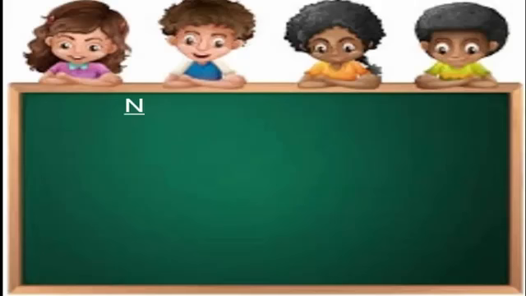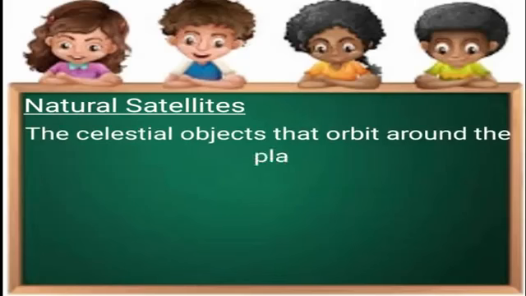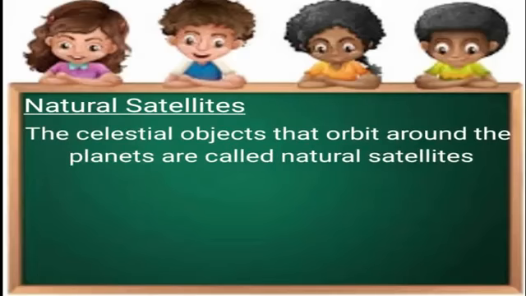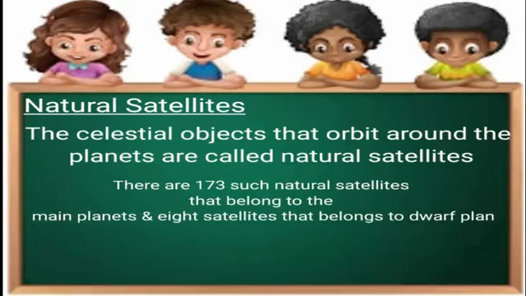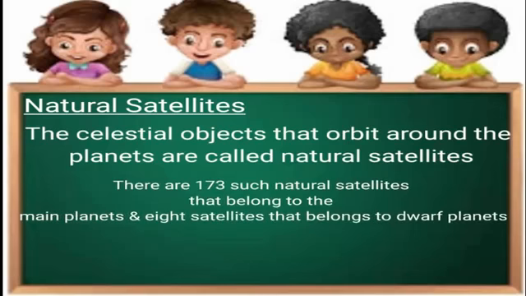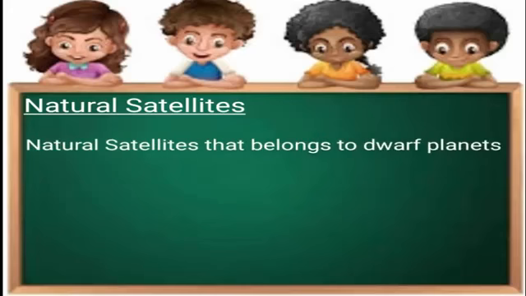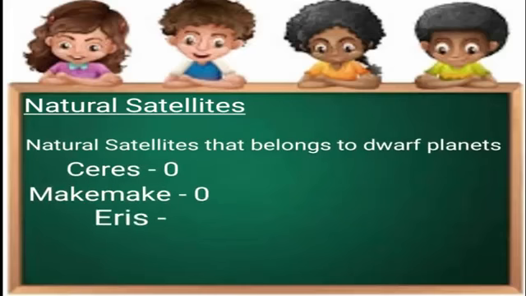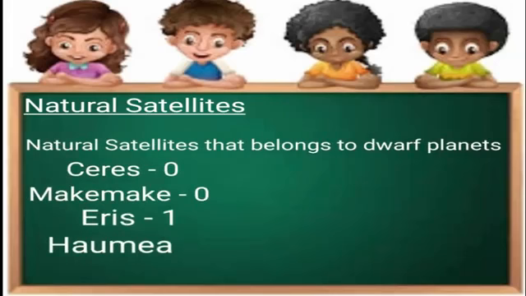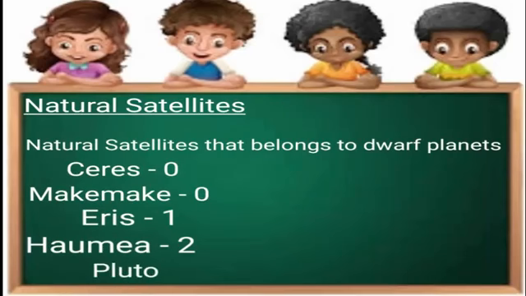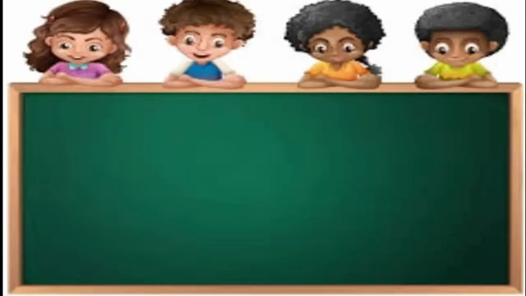Next we are going to learn about the natural satellites. The celestial objects that orbit around the planets are called natural satellites. There are 173 such natural satellites that belong to main planets. As for natural satellites that belong to dwarf planets, Ceres and Makemake have no natural satellites, Eris has 1 natural satellite, Haumea has 2 natural satellites and also Pluto has 5 natural satellites.